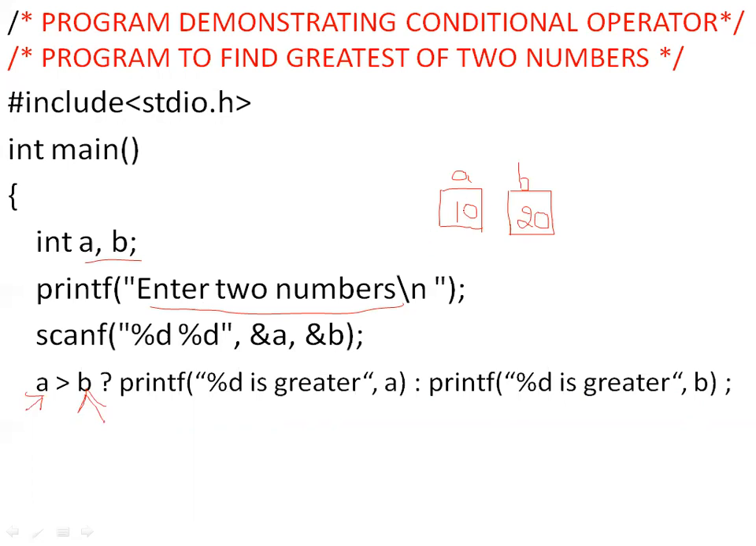Now for the given two values, what is the output that will be displayed? Let us evaluate this conditional operator. A value is 10 and B value is 20. It checks the condition: 10 greater than 20, false. Then the control directly jumps to the second printf statement. This printf is executed: printf %d is greater comma B. So on the output screen, you can see 20 is greater.